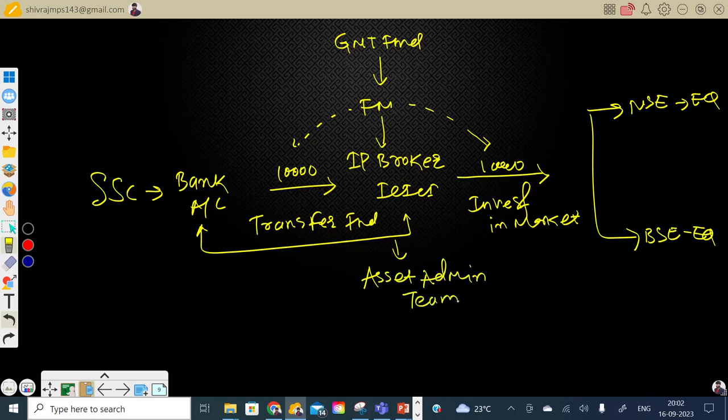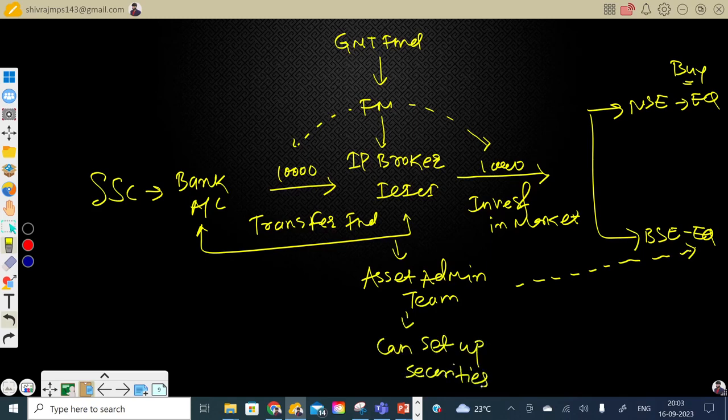The asset admin team is where they download the broker statement data. Why? For buy and sell details. So, for a buy of equity, they want this detail where they can set up securities. The admin team can set up securities, right? So they can set up securities on the internal accounting system.